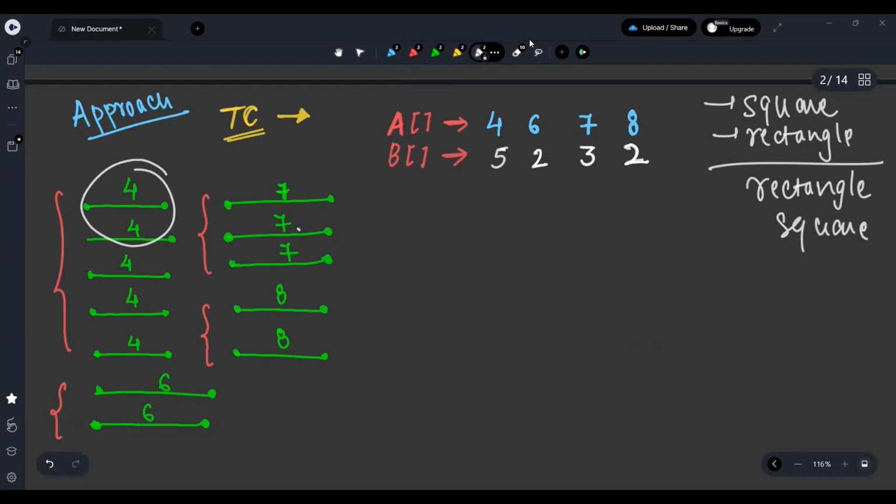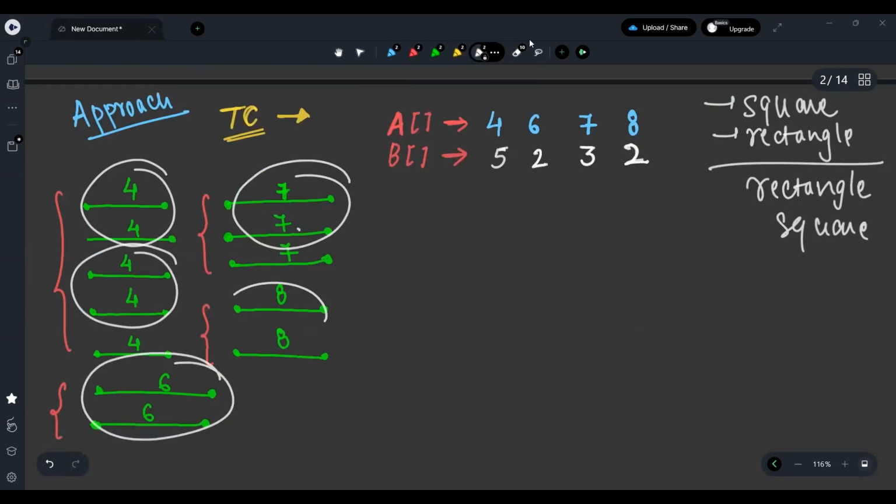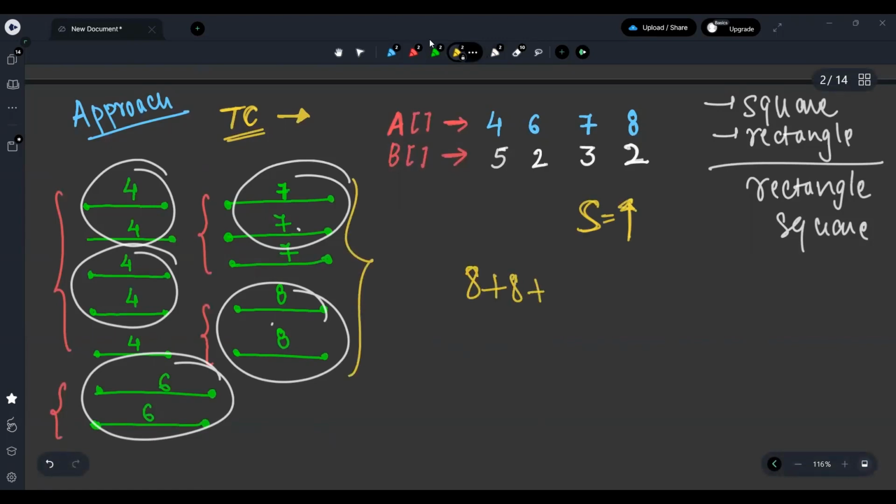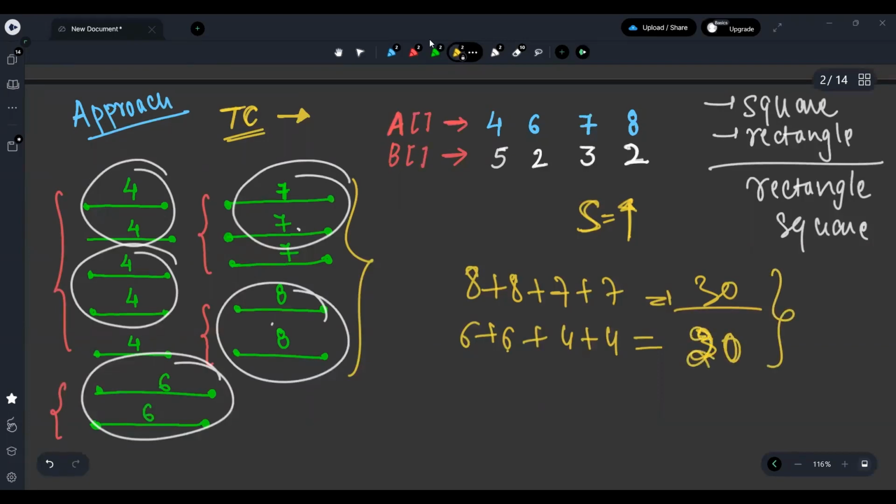So 4, 4 pair, 4, 4 pair, 6, 6 pair, 7, 7 pair, and 8, 8 pair. What I will do, I will take the maximum length first because I want to maximize the value of S. So I take 8, 8 and 7, 7. It will be 8 plus 8 plus 7 plus 7, that is 16 plus 14, 30. Now 6, 6, 4, 4, another maximum pair. This value is 12 plus 8, that is 20. So the answer will be 50.